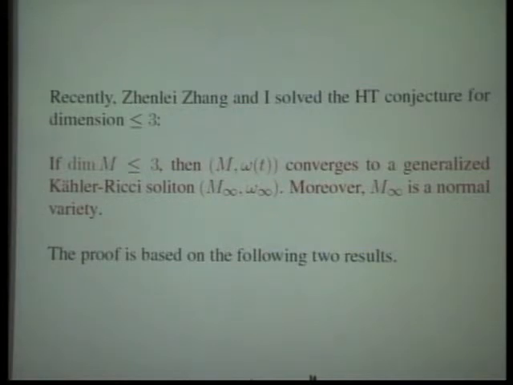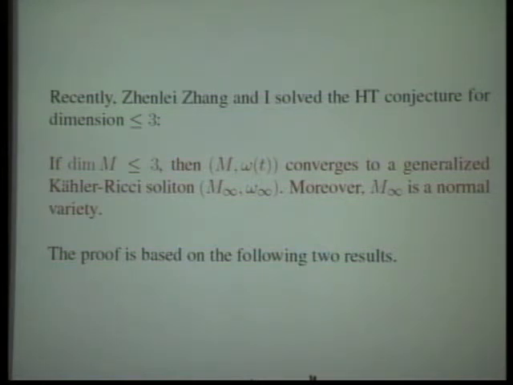Now we come to these recent results. Zhang, Zhenrui, and I can solve this conjecture for dimension less than or equal to 3. I will tell you why it's 3 here. Even for dimension 1 and dimension 2, there's something new here. My theorem with Zhu covers a lot of the two-dimensional Fano manifolds, but not everything. There are still some exceptional cases which need to be covered by this result. Moreover, the theorem we proved is that if the dimension is at most 3, then omega t converges to a generalized Kähler-Ricci soliton. And moreover, we can prove M infinity is a normal variety.